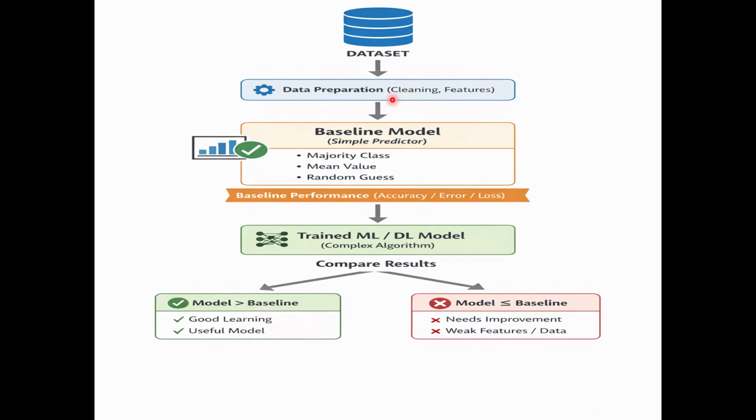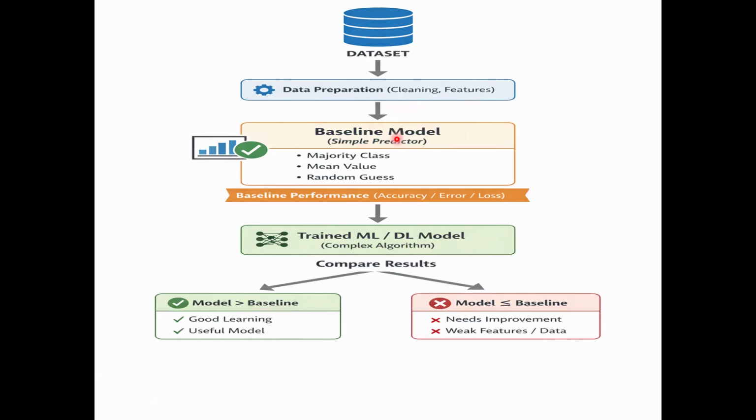Here the pre-processing we are calling cleaning or feature selection. The data set cannot be used directly, so it passes through the data preparation stage where cleaning, pre-processing and feature extraction are performed. This step ensures that the data becomes suitable for modeling.